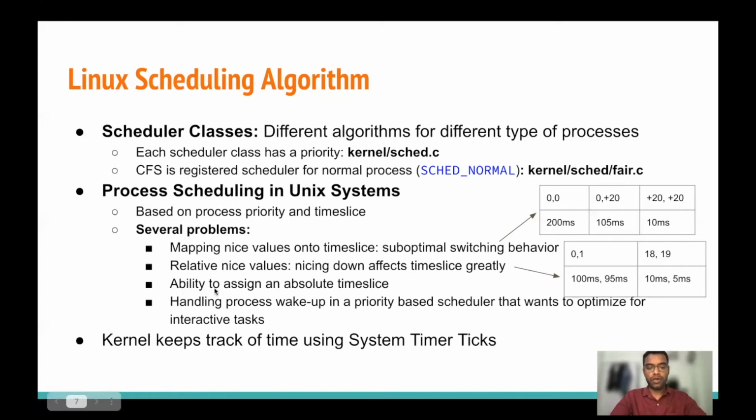the absolute time slices. And the fourth problem was that the wake up was implemented with the help of priorities, and it was also optimizing the interactive processes. So it was a problem in the Unix system. As I have already discussed, the kernel keeps track of the time using the system timer ticks. We will have a separate video on the timers of the kernel.